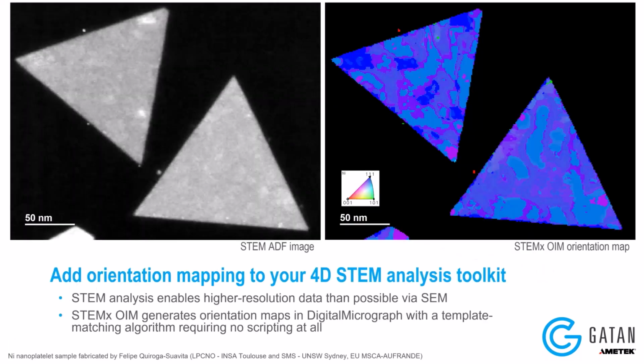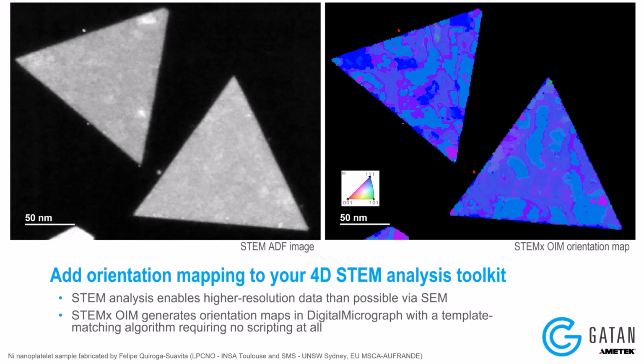And so STEMx OIM takes your 4D STEM data and then applies a familiar template matching algorithm that you may have seen in the literature or in other places. And it uses that template matching algorithm built into DigitalMicrograph without the need for any scripting to set up the analysis, define any templates, define any crystal structure, parse through your data, etc. You work with the spectrum images of the 4D STEM data that you acquire directly within DigitalMicrograph, and you can get an orientation map out just like we see here of these cool nickel nanoplatelets.